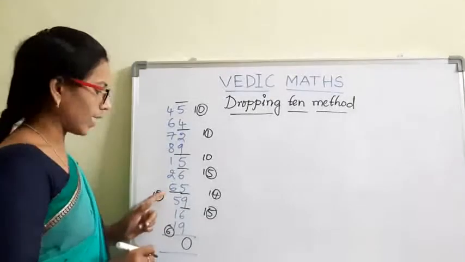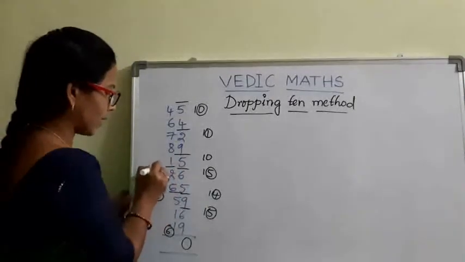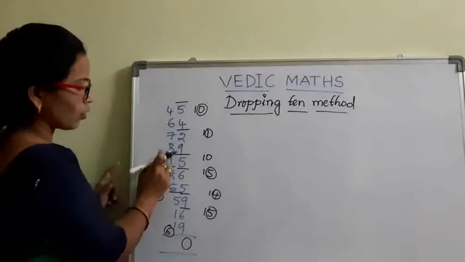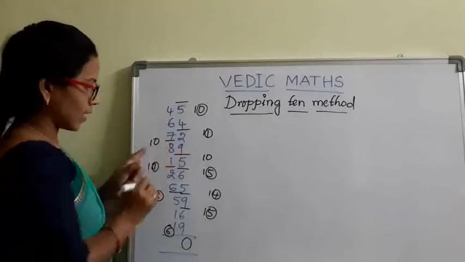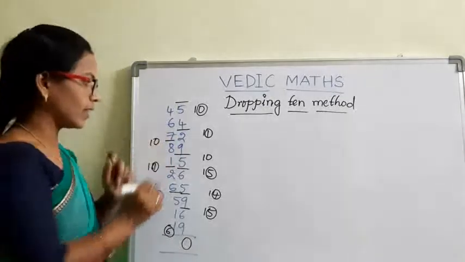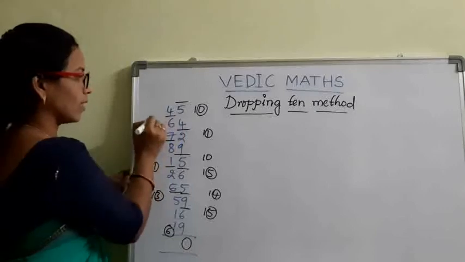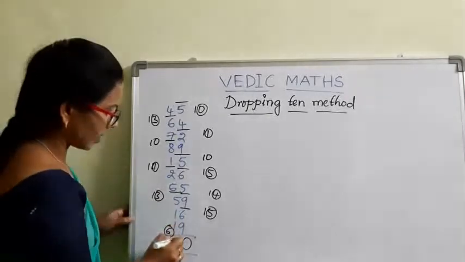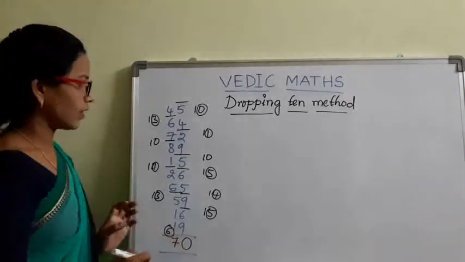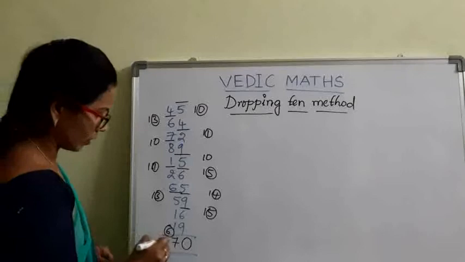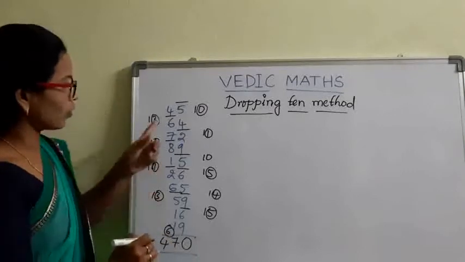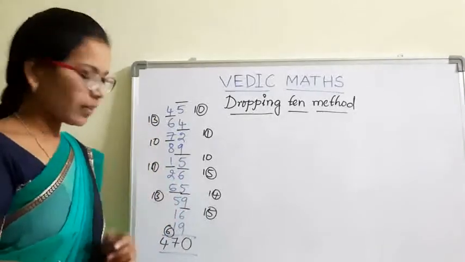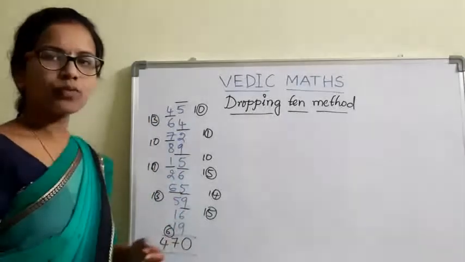3 plus 6, 9. 9 plus 2, 11. Drop 10. Carry 1 to the next number. 1 plus 1, 2. 2 plus 8, 10. 10 means start freshly. 7 plus 6, 13. Drop 10. Carry 3 to the next number. 3 plus 4, 7. Here we write 7. And the number of lines is 4, so we write 4 here. By seeing only, we have to count in mind. That is the answer, 470.